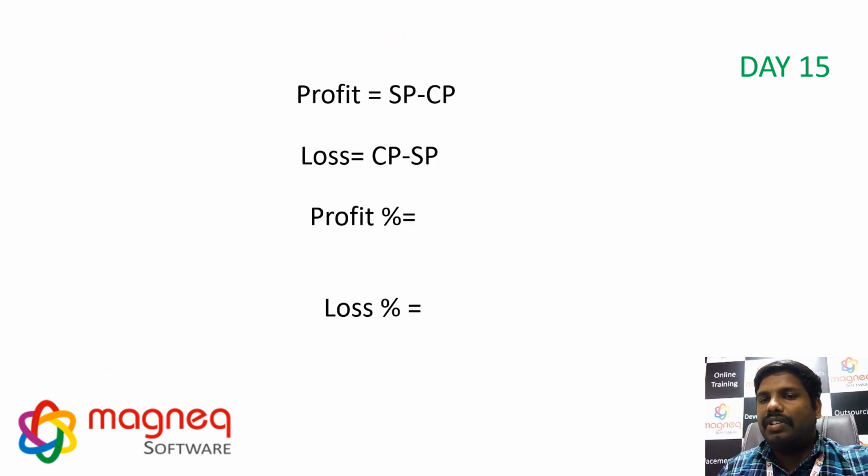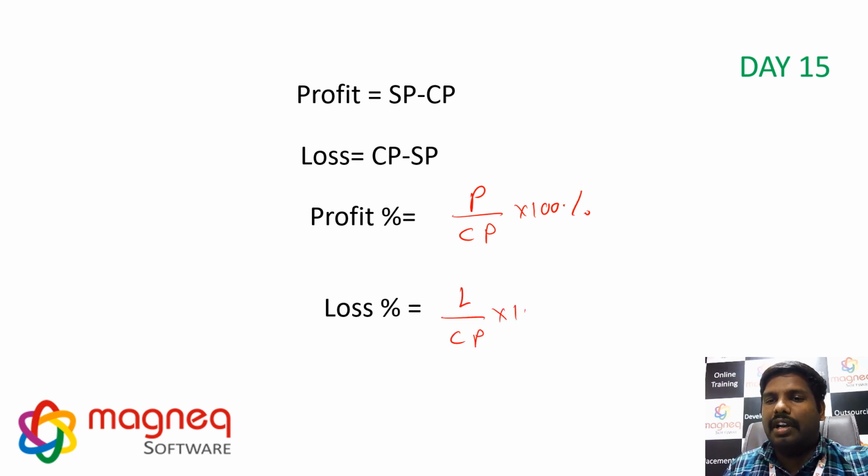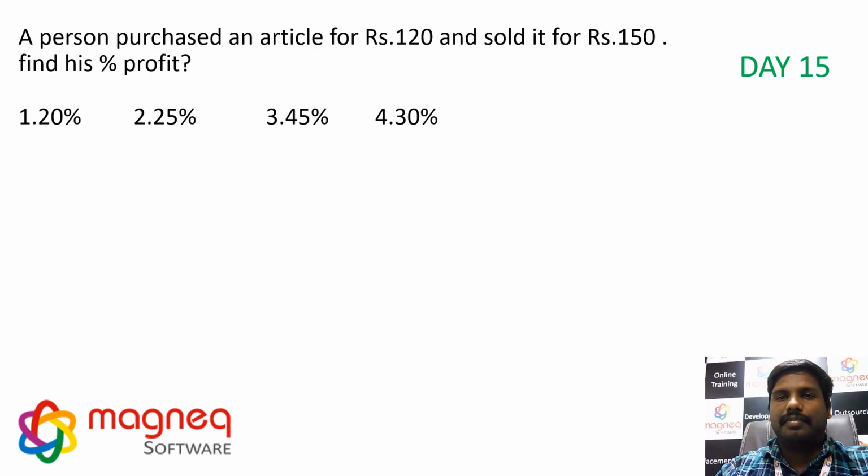So profit equals selling price minus cost price. Loss equals cost price minus selling price. Profit percentage: profit by cost price into 100 percentage. Loss percentage: loss by cost price into 100 percentage. Profit means selling price minus cost price. Loss means cost price minus selling price.